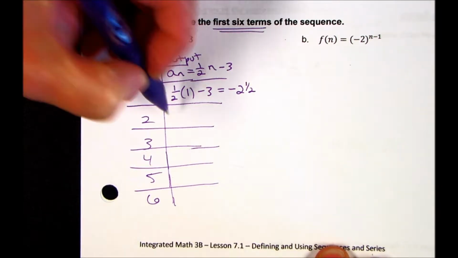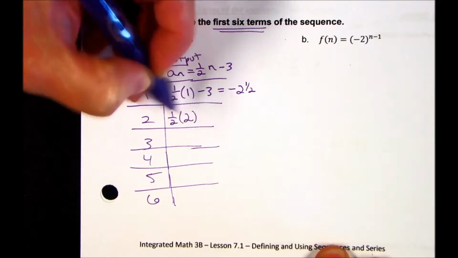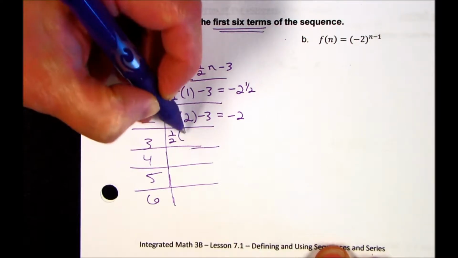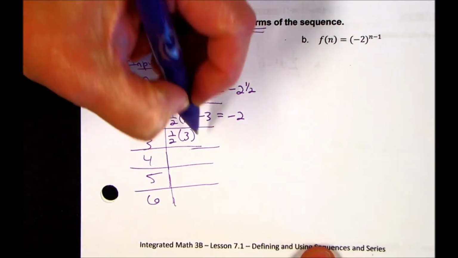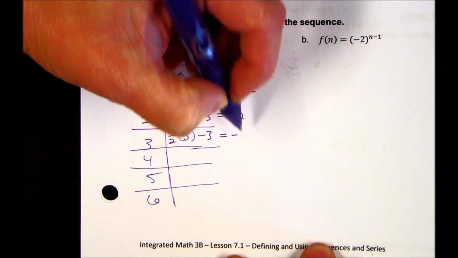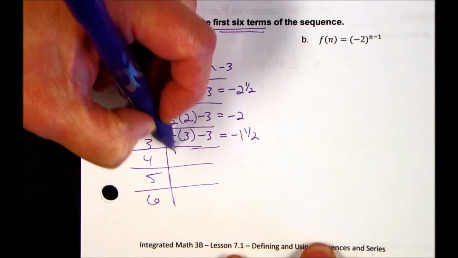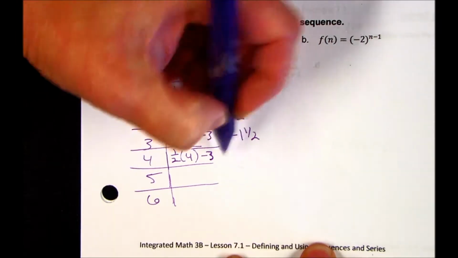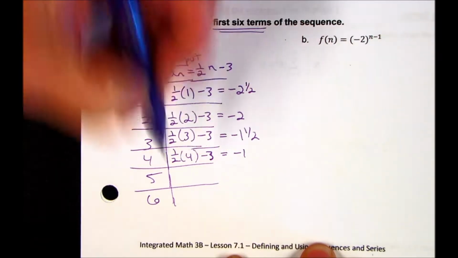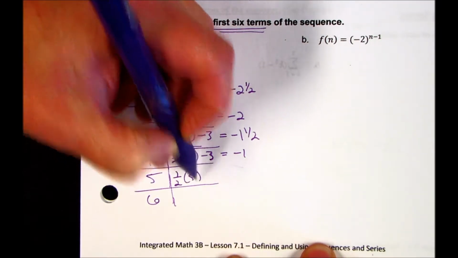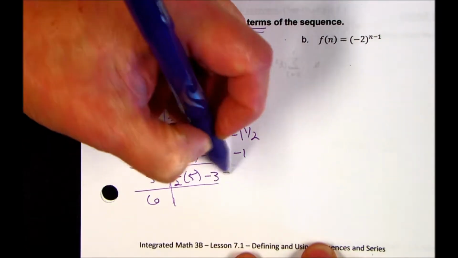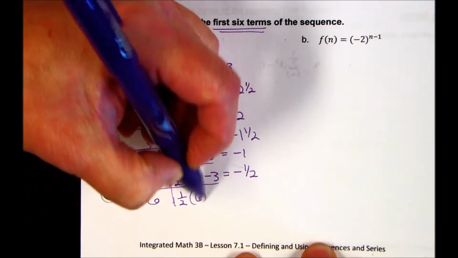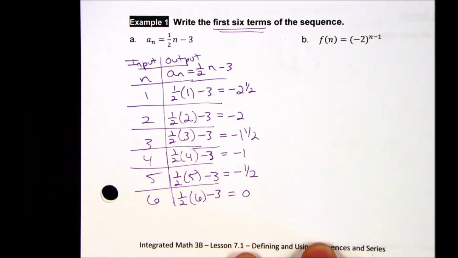2.5. If I take 1/2 of 2, which is 1, minus 3, I'm going to get negative 2. If I take 1/2 of 3, which would be 1.5, minus 3, that's going to equal a negative 1.5. If I take 1/2 of 4 minus 3, so half of 4 is 2, minus 3 is negative 1. If I take 1/2 of 5, that's 2.5, minus 3 will give me negative 1/2. And then last but not least, 1/2 of 6 is 3, minus 3 is going to give me 0.